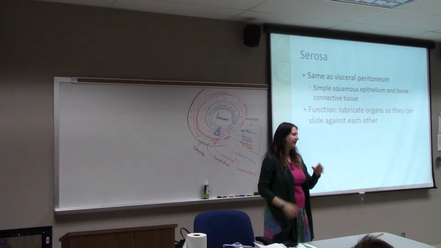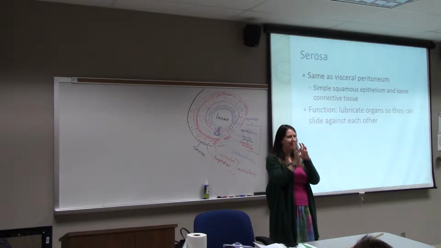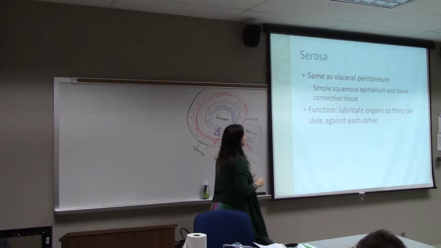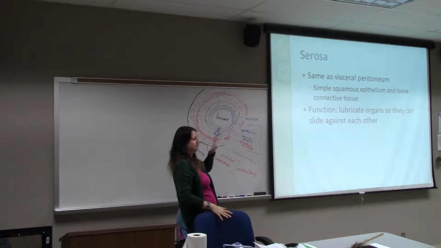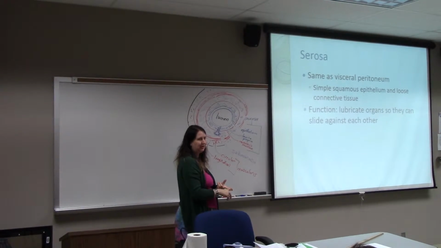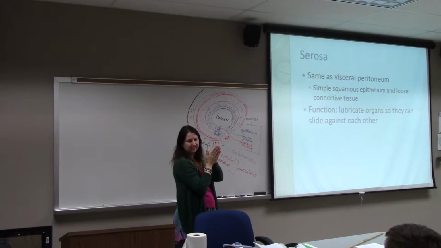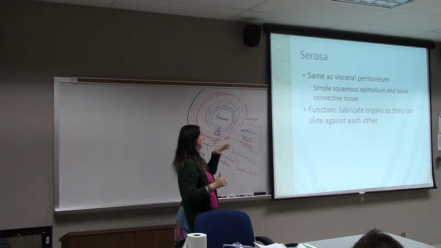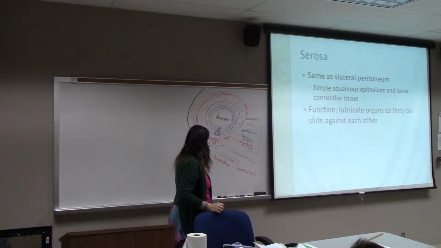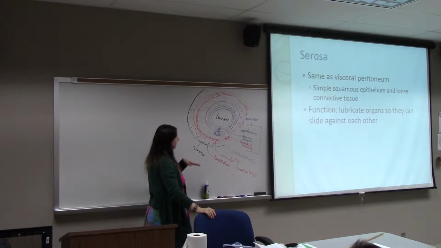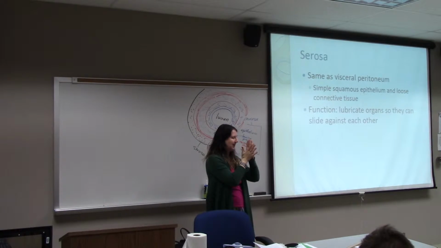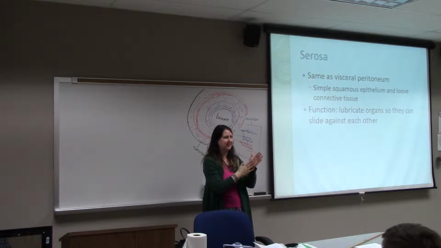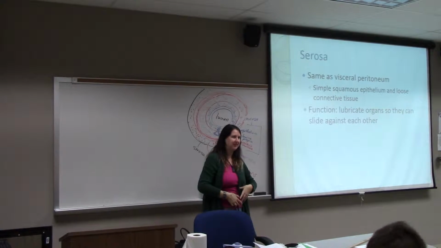In the same way that the epicardium, the outer layer of the heart, is also the visceral pericardium, the serosa is the peritoneum. As any serous membrane, it's simple squamous epithelium, single layer of flat cells, and a bit of connective tissue. Its job is to lubricate the organs so that they don't have any friction when they slide against each other, such as your intestines churn.